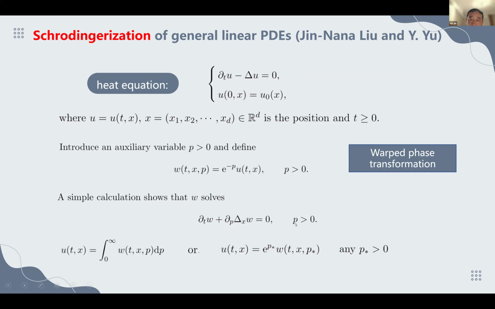Suppose you can solve this equation for p positive. To get back to u, you just integrate over p from 0 to infinity, because the integral of e to the minus p from 0 to infinity is 1. Or you don't even have to take the integration. Notice that e to the p times w equals u, and u does not depend on p, which means e to the p times w does not depend on p. So essentially you can pick any positive p, multiply w by e to the p, and you get back u for any p, right?